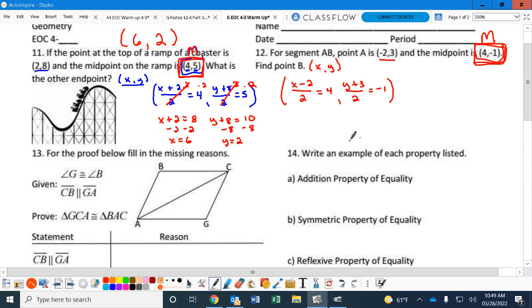Okay, to get rid of this, I'll switch colors again. I'm going to multiply both sides by 2. I've got to get rid of my denominator. That's how I get rid of my denominator, is multiply by 2. All it does is cancel it out. Nothing changes over here. It's just x minus 2 equals 8. Same thing on the other side, the 2 cancels out and nothing on the top changes, it's just y plus 3 equals negative 2.